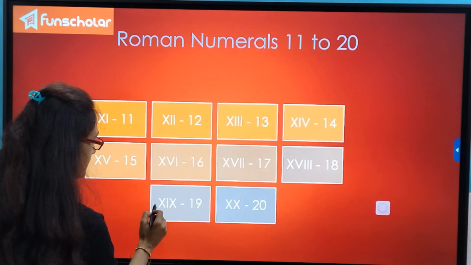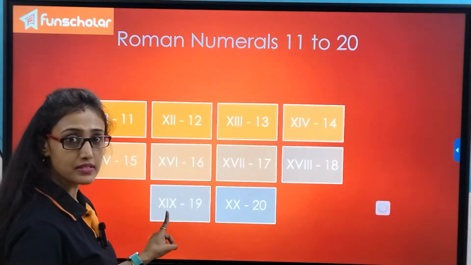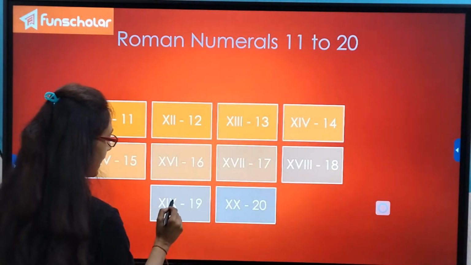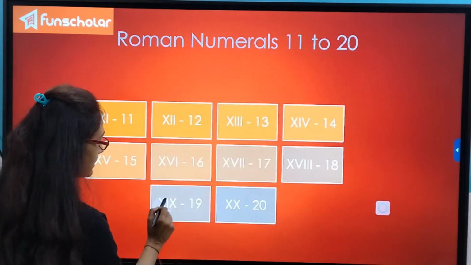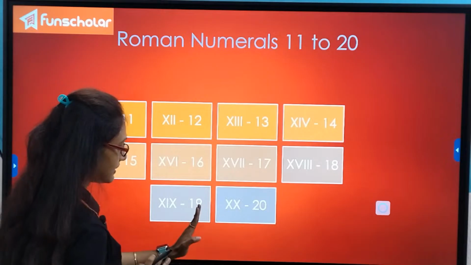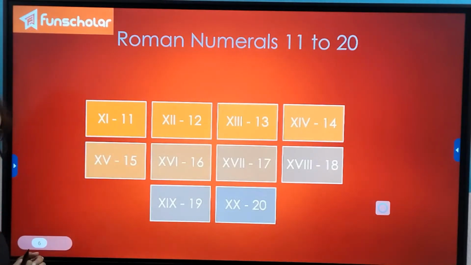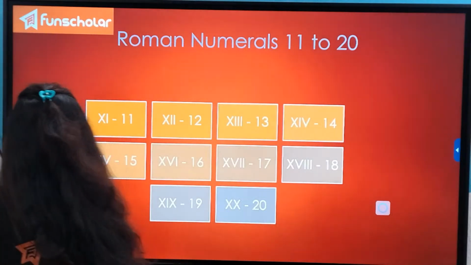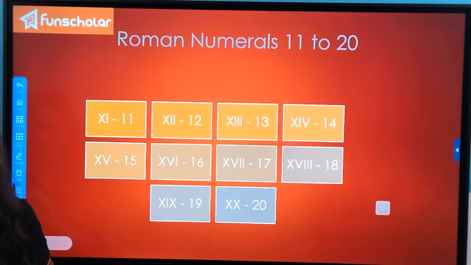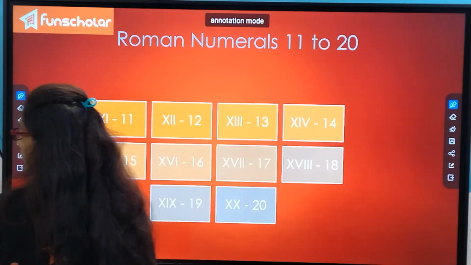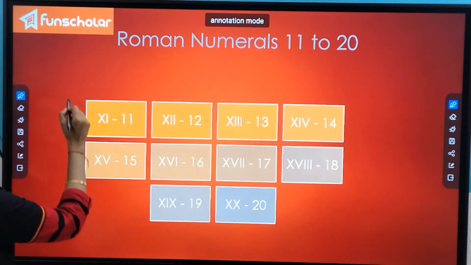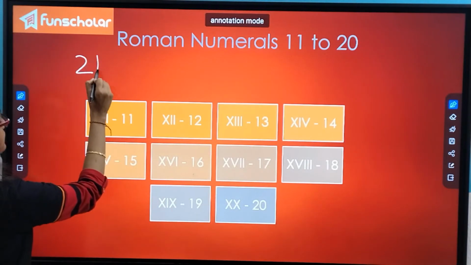See, 19 will look like, obviously, X represents what? X represents 10. Okay? And IX over here represents 9. So 10 plus 9 is 19. Done? Clear? Okay. Now, and 20 I have taught you just now how 20 will look like. Now 21. How will you write 21?